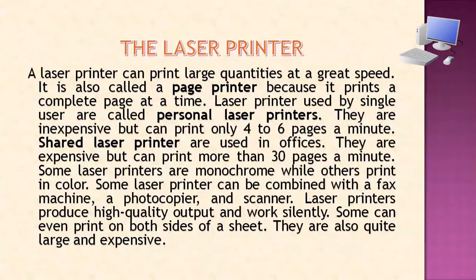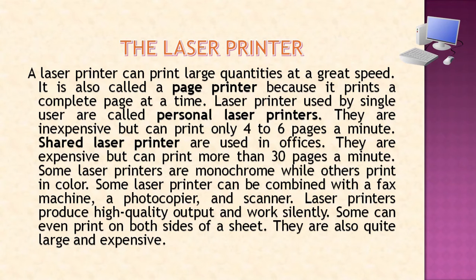The laser printer. It is a printer that has great speed. It is also called a page printer because it prints a complete page at a time. Laser printers used by a single user are called personal laser printers. They are inexpensive but can print only 4 to 6 pages in a minute. Shared laser printers are used in offices. They are expensive but can print more than 30 pages in a minute.